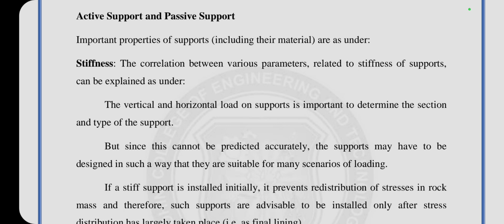The vertical and horizontal load on support is the most important to determine the section and the type of the support, but since this cannot be predicted accurately, the supports may have to be designed in such a way that they are suitable for the many scenarios of loading. If a stiff support is installed initially, it prevents redistribution of stress in the rock mass, and therefore such supports are advisable to be installed only after the stress.